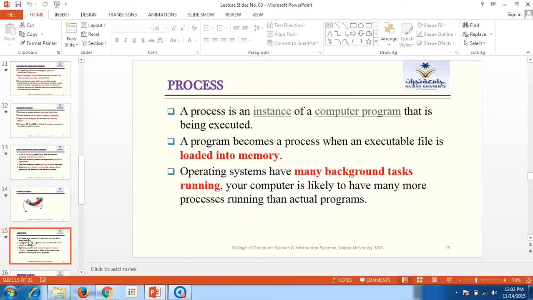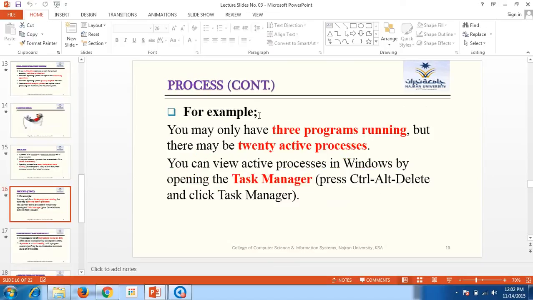Then we started our discussion on process, and we said the process is an instance of a computer program that is being executed. So when a program is loaded into the memory, it becomes a process. Whenever we are working in Windows or in any operating system, many processes are running in the background at a time. Here we discussed one example with only 3 programs running, but there may be 20 active processes. So how can we check? If we open the task manager, then we can see how many processes are currently executing.